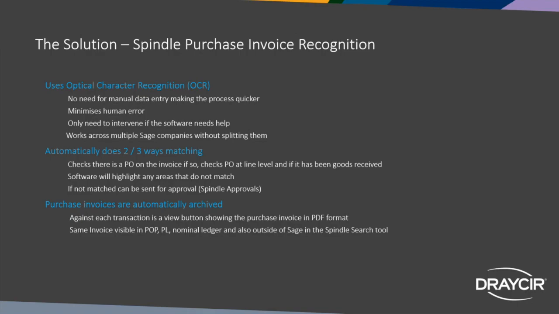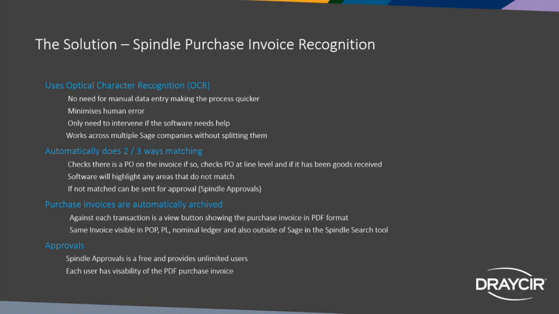Now that same invoice is visible in lots of areas. So let's say we're using purchase order processing. I'd see it on the purchase ledger, in purchase order processing, and also on the nominal ledger. In addition to that, I'd also see it outside of Sage in the Spindle search tool as well. For those of you just using the purchase ledger, you'll see it in the purchase ledger, the nominal, and also in the search tool as well.